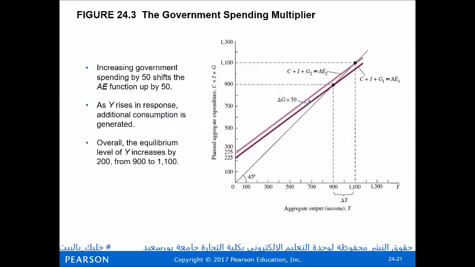From the current graph, we can see that increasing government spending, or G, by 50 shifts the AE function, or line, up by 50. Also, as Y rises in response, additional consumption is generated, and finally, the equilibrium level of Y increases by 200 from 900 to 1,100.